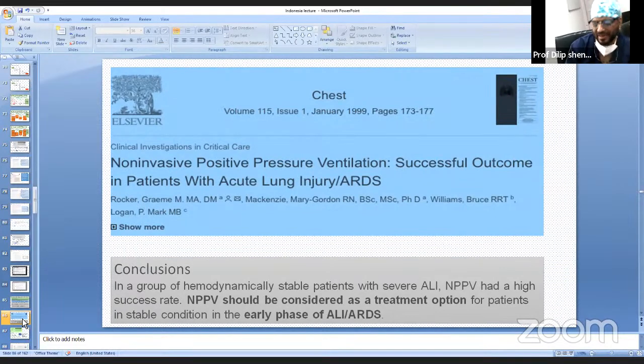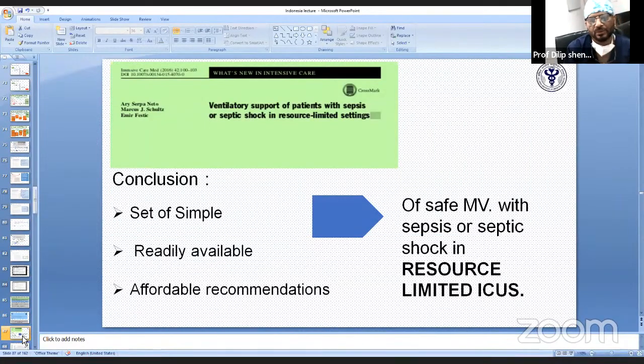Non-invasive positive pressure ventilation: successful outcome in patients with acute lung injury with resource limitation. In a group of hemodynamically stable patients with severe acute lung injury, non-invasive pressure ventilation has a high success rate. So that can also be used. So in conclusion, a simple, readily available, affordable recommendation to be there for safe mechanical ventilation in limited resource.